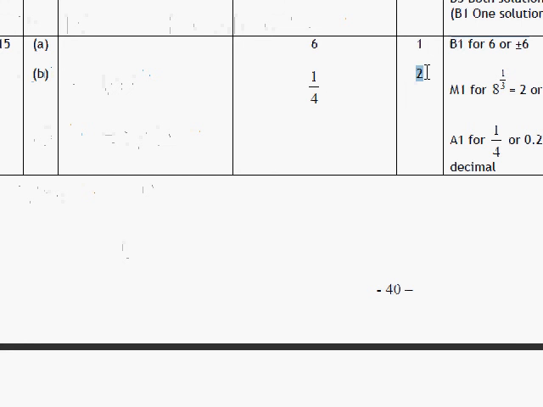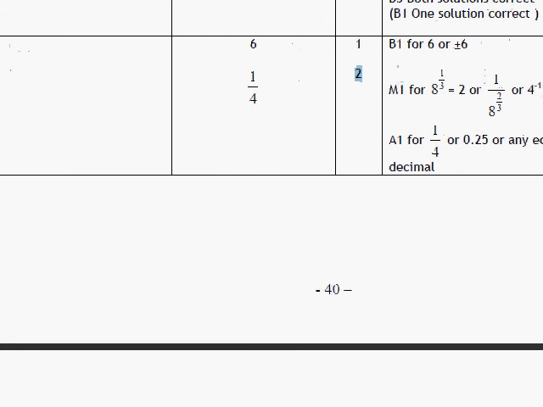If you got 1 over 4, give yourself 2 marks. If you got part way there, 8 to the third, then you can give yourself 1 mark. Or if you wrote down 8 to the power of a third somewhere equals 2, or 1 over 8 to the 2/3, or 4 to the -1, or 64 to the power of minus a third, or 2 squared, or 4, or 1 over 2 squared, or 2 to the -2, then give yourself 1 mark.